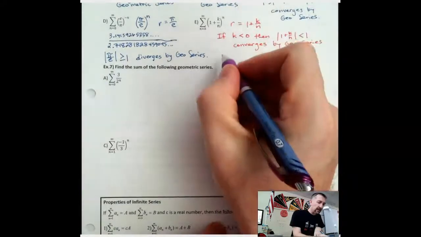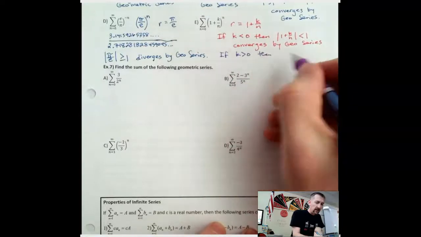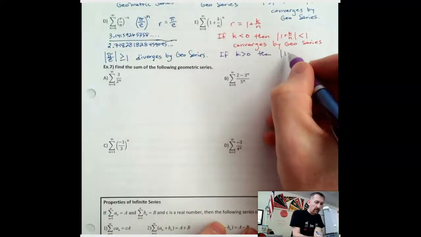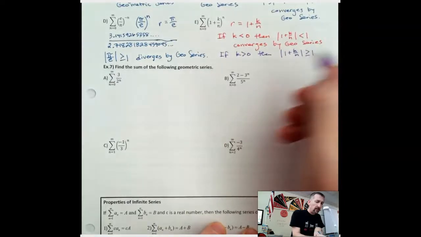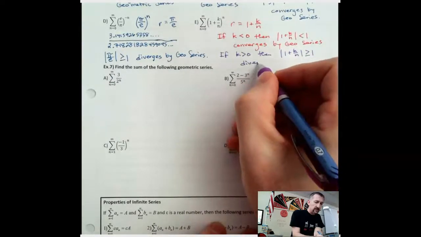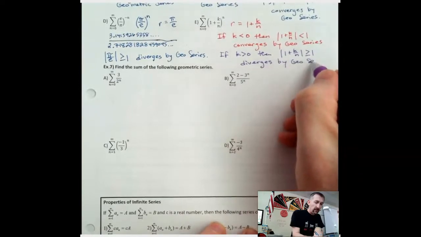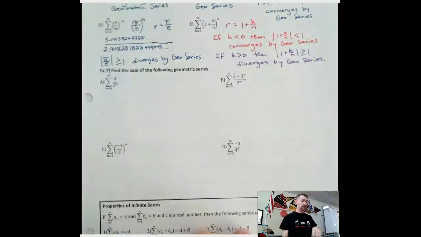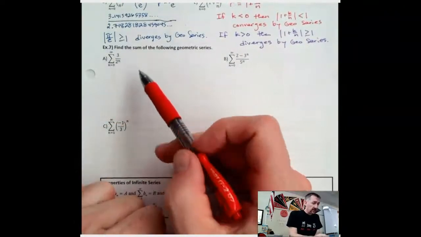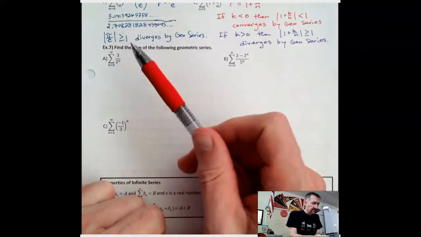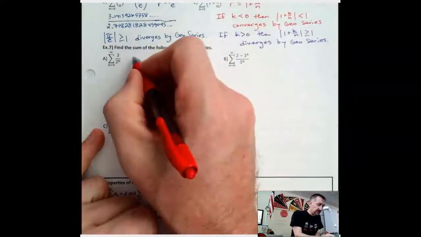If k is greater than 0, then it diverges. All right, so here it looks like we're going to go back and find the sums of those. So I guess we could have just done that all at the same time.